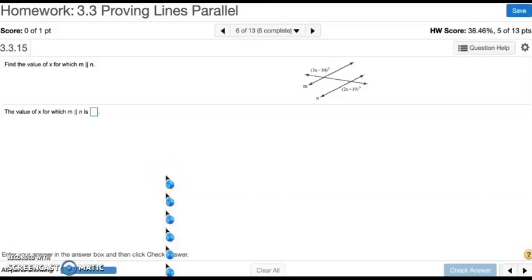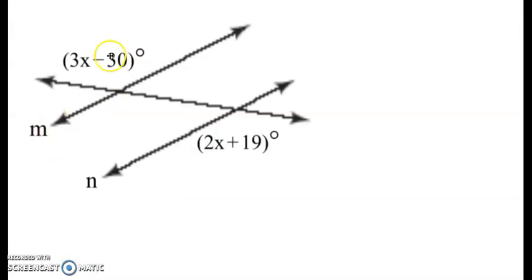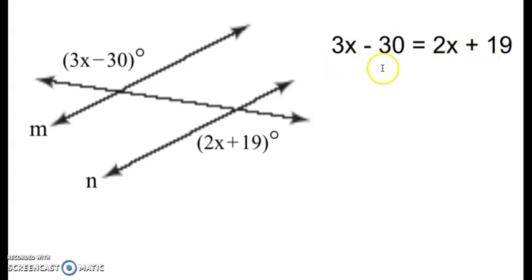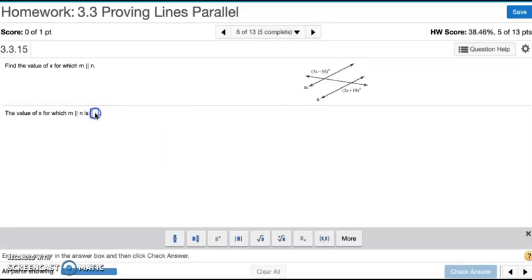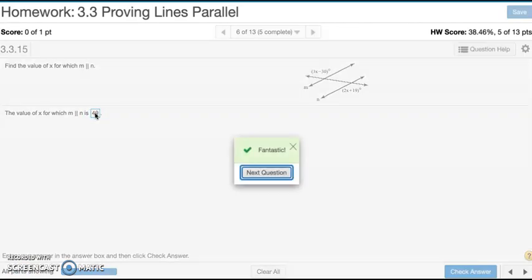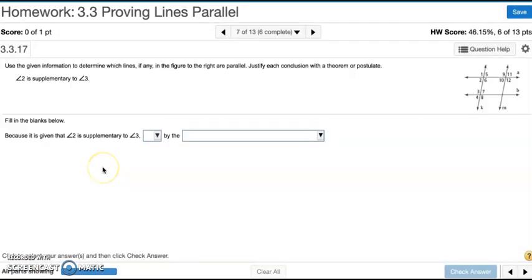Number 6. Find the value of x for which M and N are parallel. So let's take a closer look at it. So these are alternating exterior angles. If these lines are parallel, that means these would be equal to each other. So let's set them equal to each other. So 3x minus 30 equals 2x plus 19. So we subtract 2x from both sides and add 30 to both sides, and we get x equals 49. So let's type in 49. And that's number 6.